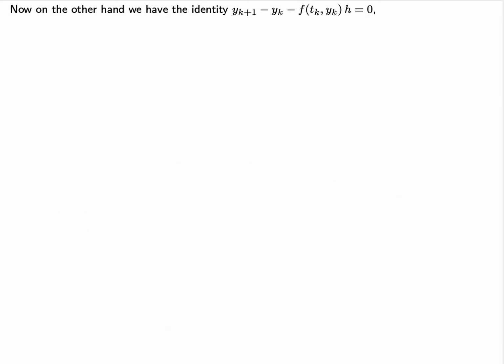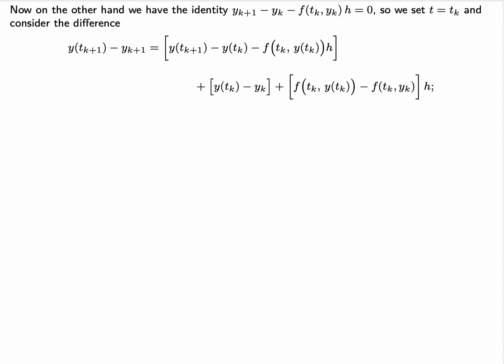On the other hand, remember that we have Euler's method, which means we can define y sub k plus 1 minus y sub k in terms of the slope f of tk, yk and the step size h. Using all of this, we can write a slightly fancy identity that explains how y evaluated at tk plus 1 minus yk plus 1 can be expressed in terms of this slope that we just explained and the difference y evaluated at tk minus y sub k.